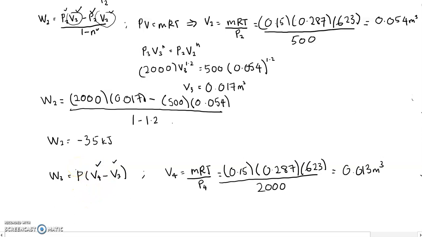So now you already know your P4 and V4, and your P is 2000. It's back to the initial state. So W3 equals 2000 times (V4, 0.013, minus V3, 0.017). So your W3 is negative 8 kilojoule.